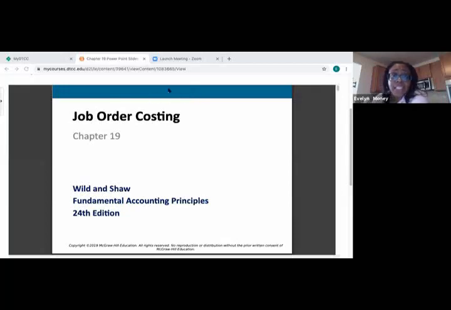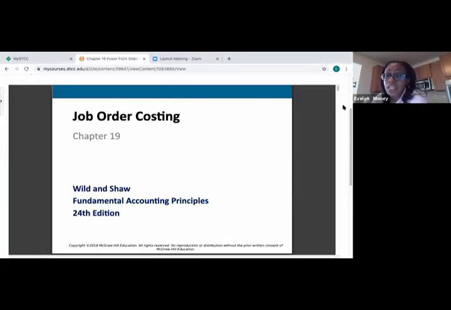Chapter 18, we are discussing job order costing. So we're primarily focusing on manufacturing and service companies. We learned about manufacturing companies back in chapter 18 when we were dealing with the schedule of cost of goods manufactured, which was your homework assignment. So you got to see the way costs flow through a manufacturing company.